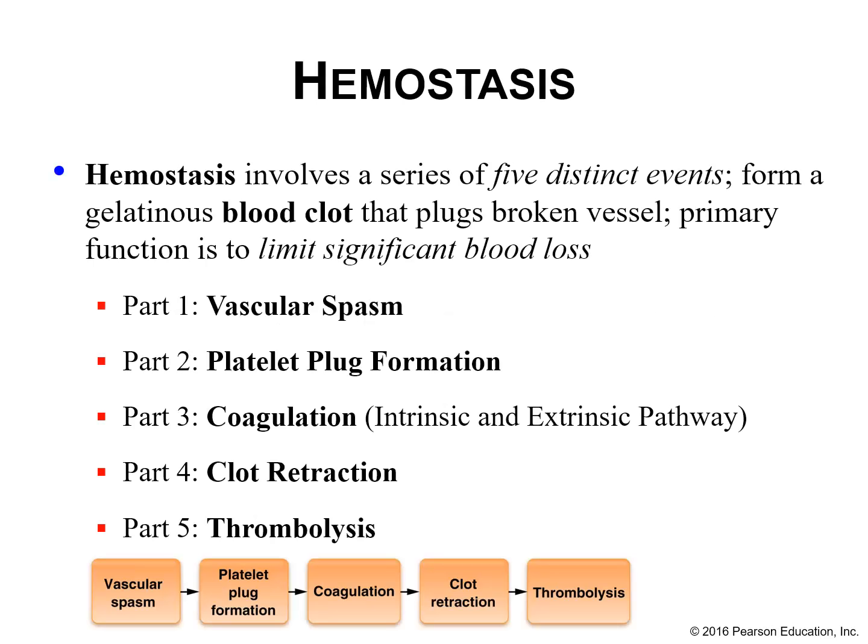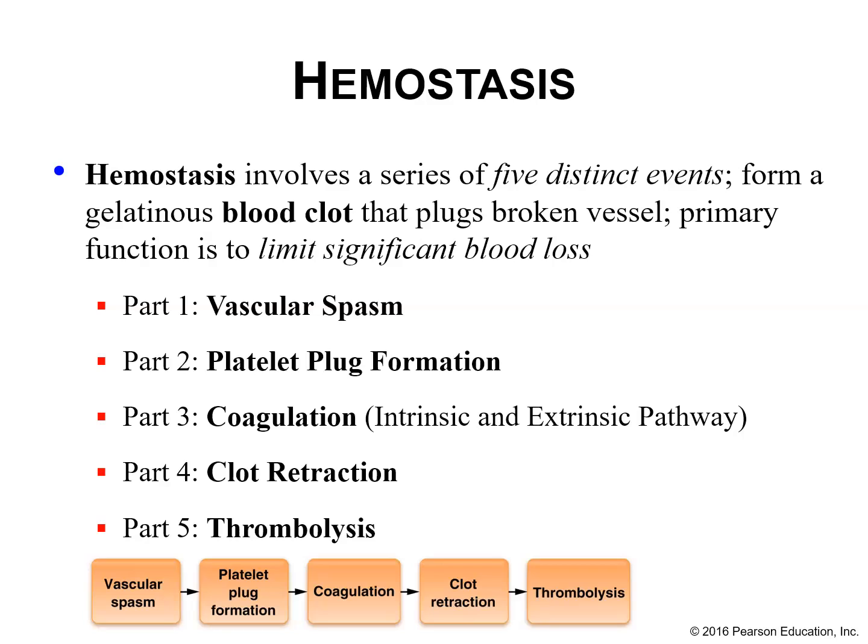Hemostasis: controlling bleeding, or blood control, when a vessel is injured. As we're going to see, there are 5 stages of hemostasis, 5 distinct events. First, they form a gelatinous blood clot that then plugs the broken vessel. But the main function of hemostasis is to limit any significant blood loss from an injured blood vessel.